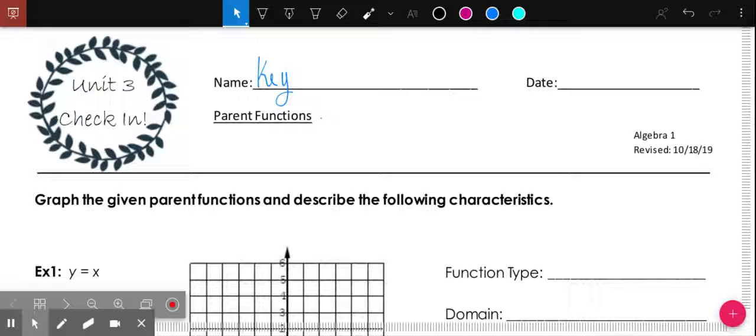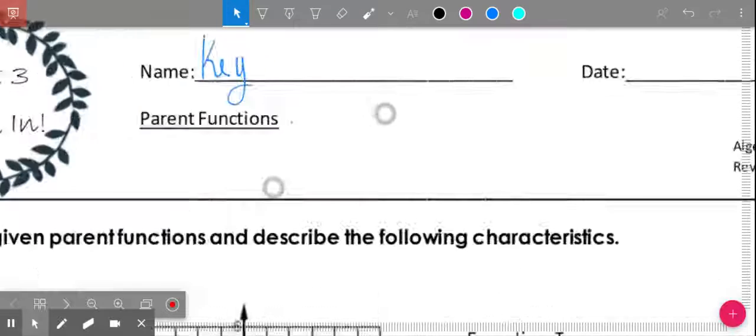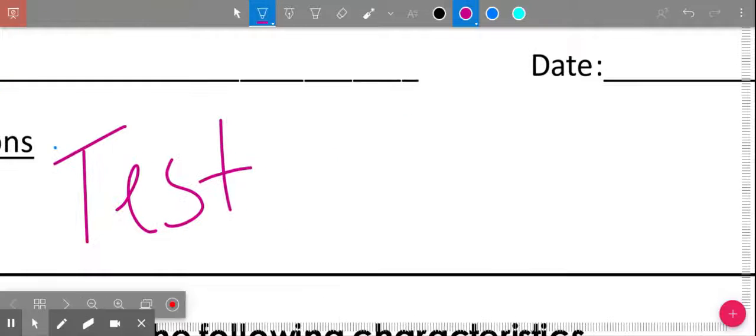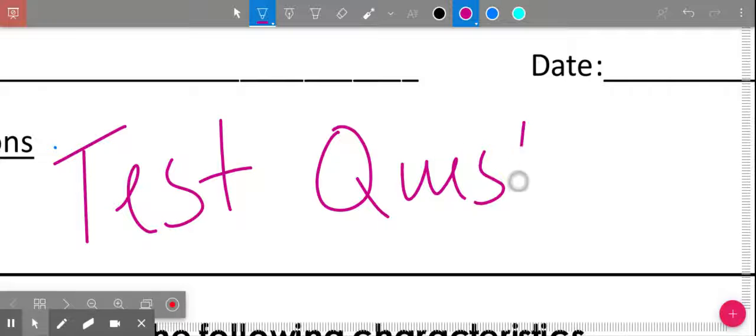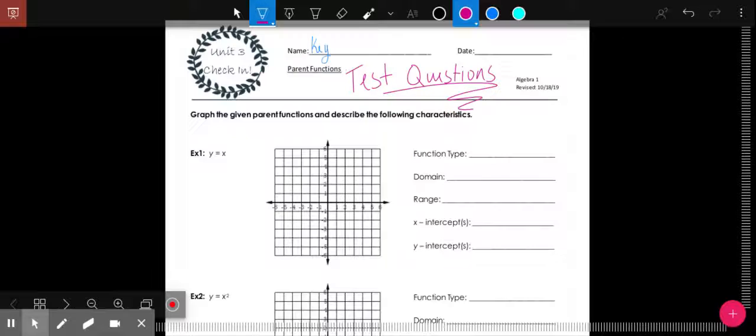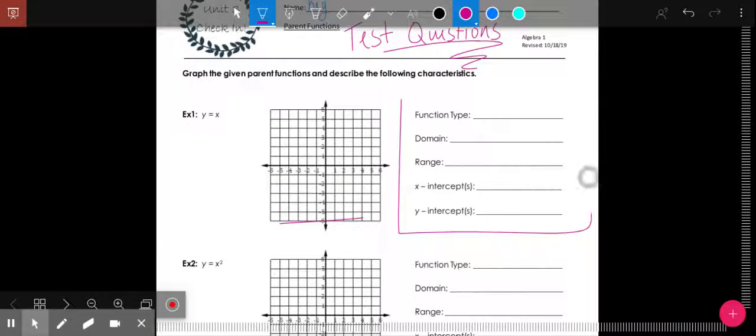All right, so we're going to be looking at a warm-up for Unit 3, and it's going to be all about our parent functions. Now remember, our parent functions, these are test questions. So you need to make sure that you have these memorized. You're going to have to be able to graph them and then give all this information. So please make sure that you are really going over these parent functions, asking questions. It's really just about, do you have these memorized? The goal: have them memorized.